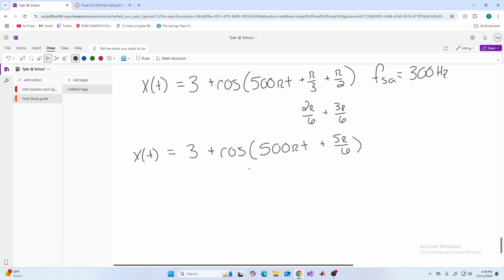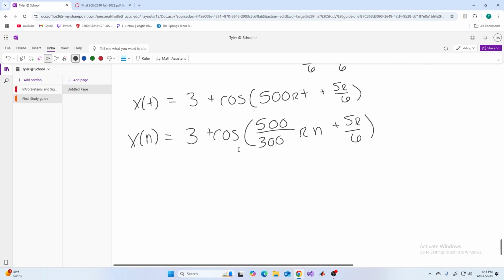Now we need to convert this into x sub n. So x sub n equals 3 plus cosine of 500 divided by our sample frequency, which was 300, pi n plus 5 pi divided by 6. So x of n equals 3 plus cosine of 5 pi divided by 3 n plus 5 pi divided by 6. Perfect.